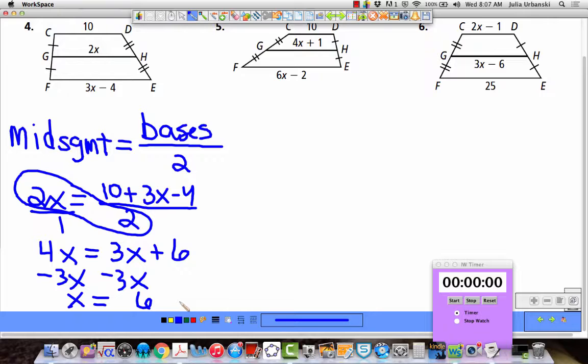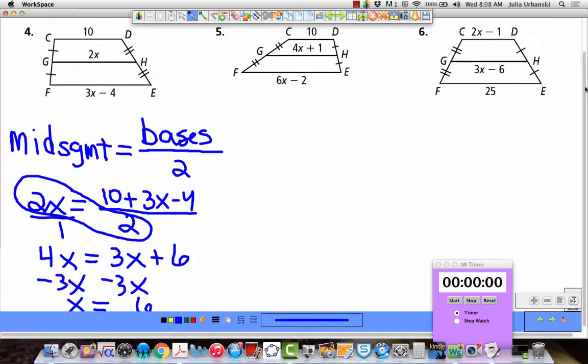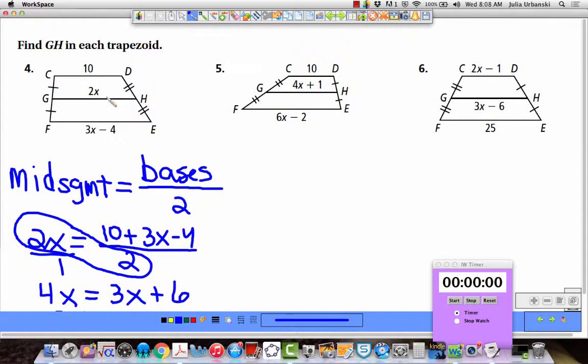I'm going to go through the rest of them with you, and then you're going to try the bottom ones on your own. Oh, I didn't go back and read the directions, did I? Thank you. Okay, find GH. Someone asked and someone told. So Naya told me, who asked? All right, I'll count that too. So GH. If x is 6, what's GH? 12. Equals 12.